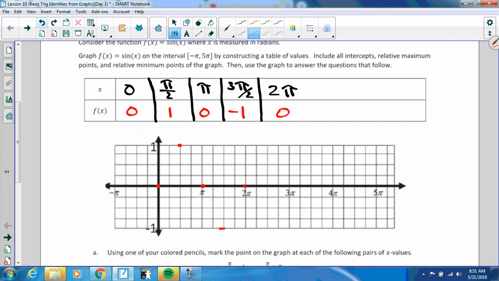Now, I'm going to put a gentle curve in to connect all these dots. Gentle curve. No. Gotta do that again. Oh, snap.